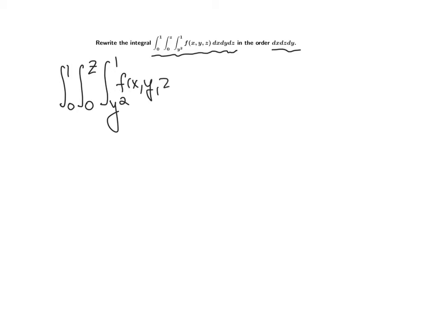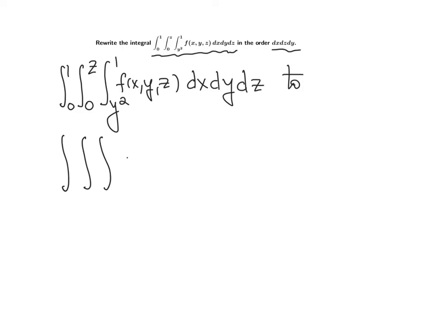In this video, we're going to look at an example of changing the order of integration of a triple integral. So our integral is from 0 to 1, that's the outer integral, from 0 to z, the middle integral, and from y squared to 1, that's the inner integral, of some function f of x, y, z, and the given order is dx, dy, dz. And we want to change the order of integration to the new order of integration will be dx, dz, dy.